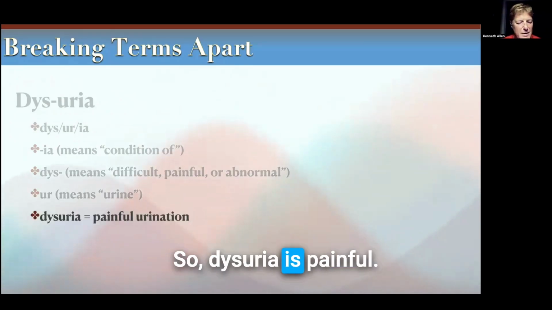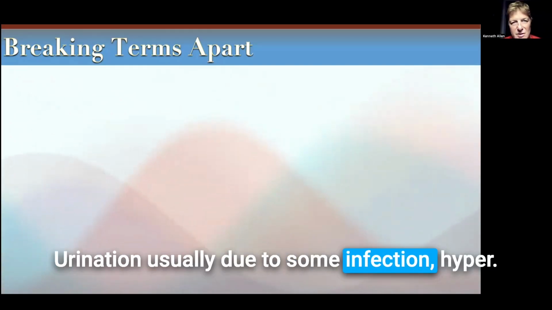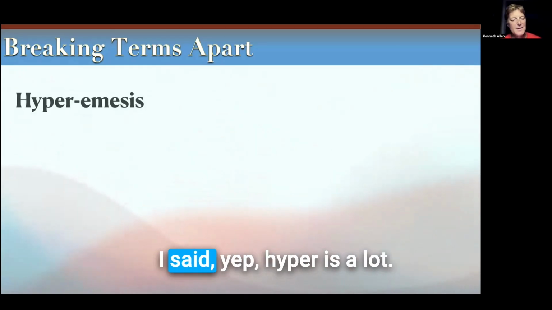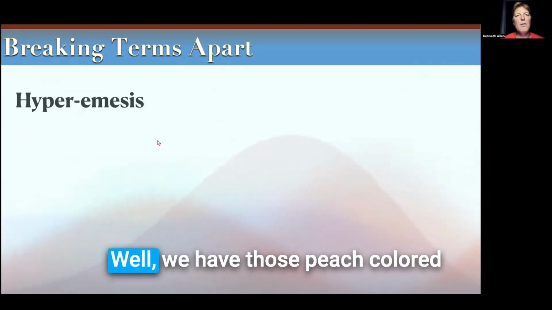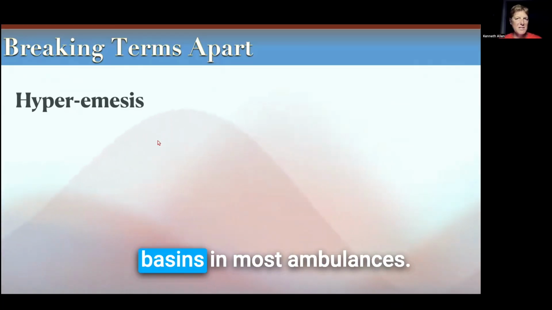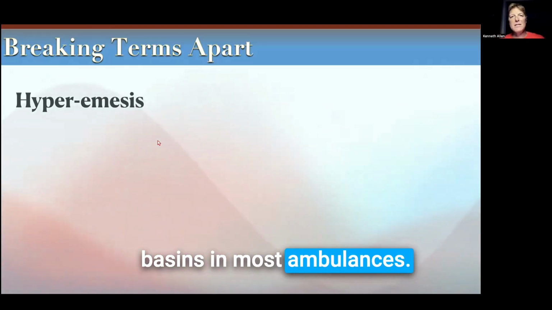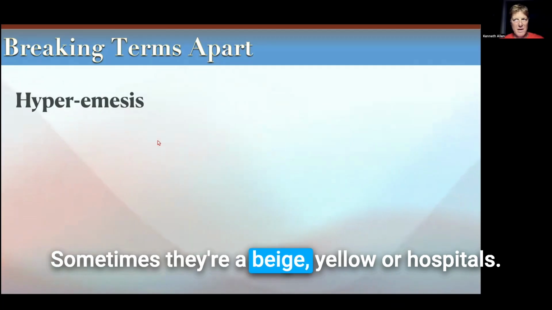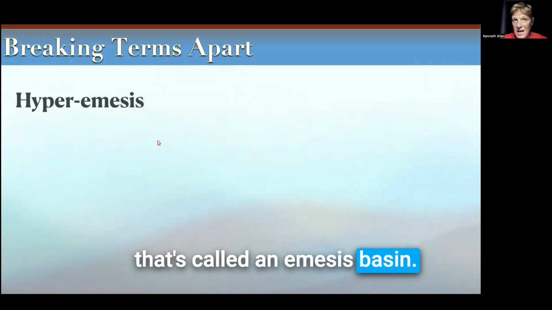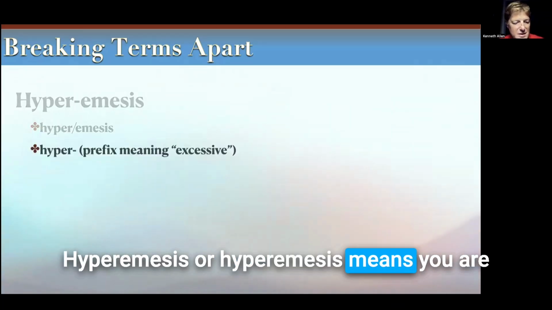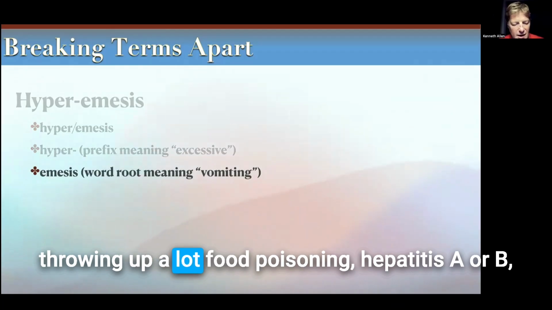So dysuria is painful urination, usually due to some infection. Hyper. My kid heard that earlier and he was like, me. I said, yep. Hyper is a lot or over the top. Emesis. What's emesis? Well, we have those peach colored basins in most ambulances. Sometimes they're beige yellow, or in hospitals. And you see that thing. That's called an emesis basin. Any idea what emesis is now? Hyperemesis means you're throwing up a lot.